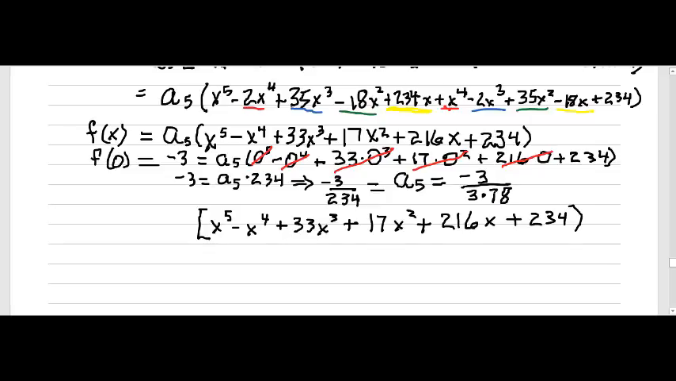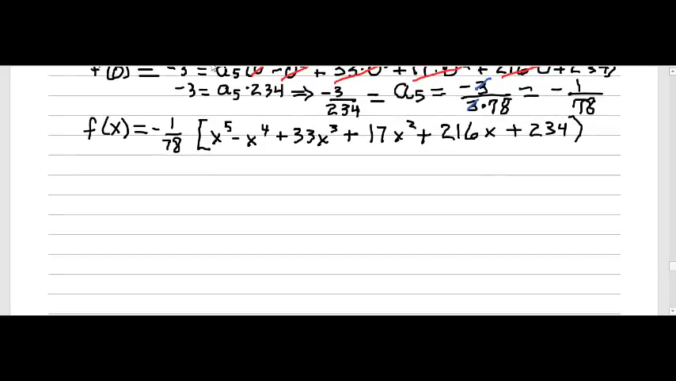234 is 3 times 78. I can divide out these common factors of 3. There's a factor of 3 in the numerator and denominator. Those divide out to give 1. So I get negative 1 over 78. That is what a sub 5 has to equal. So f of x is negative 1 over 78 times x to the 5th minus x to the 4th plus 33x cubed plus 17x squared plus 216x plus 234.